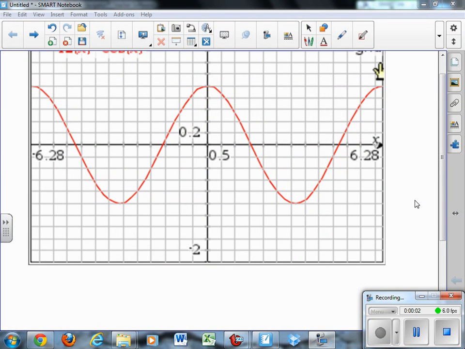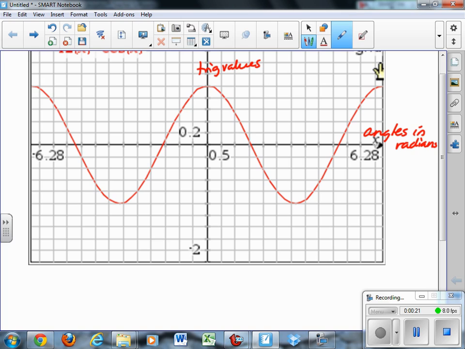In this video, we're going to talk about how to solve a cosine equation. Right here, I have a cosine graph. Remember that on the x-axis of a cosine graph are angles in radians, and on the y-axis are the trig values.